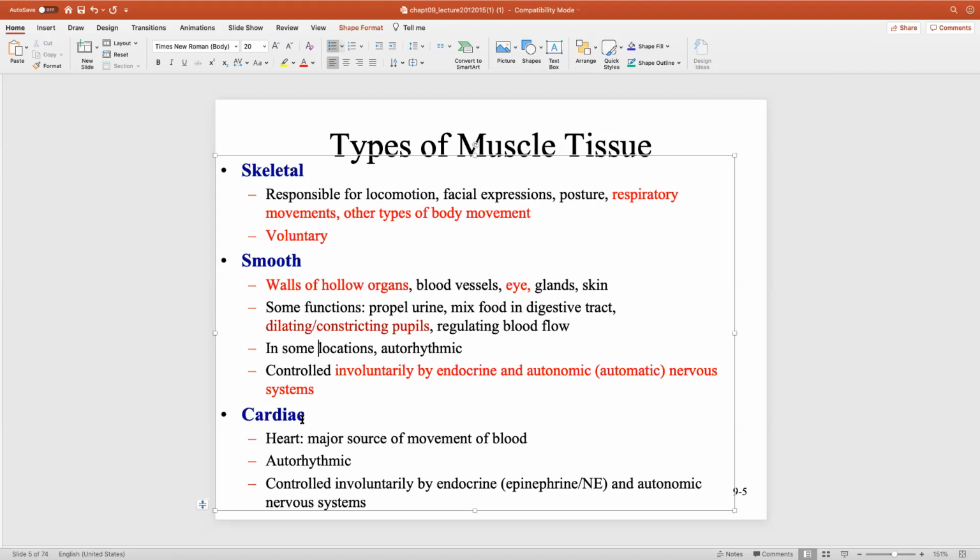Cardiac muscle can also be known as myocardium, cardiac myocytes. So in terms of these muscles, the heart is the main pump, allowing for a major source of movement of blood. They're always autorhythmic, always controlled involuntarily by both the autonomic nervous system and the endocrine system.